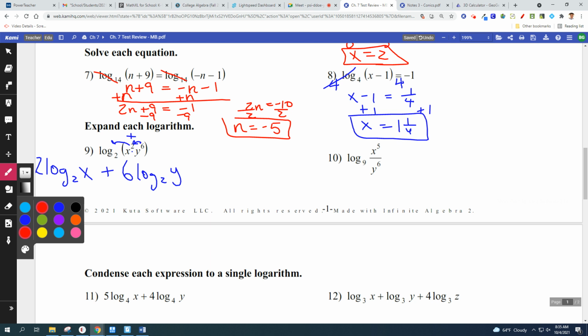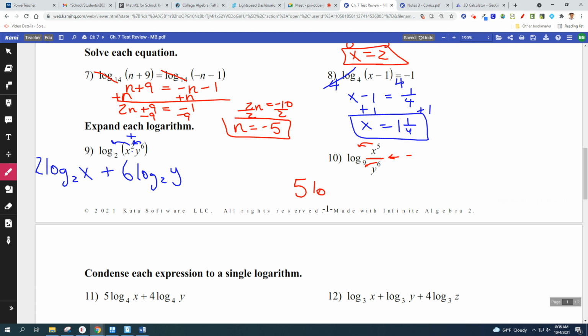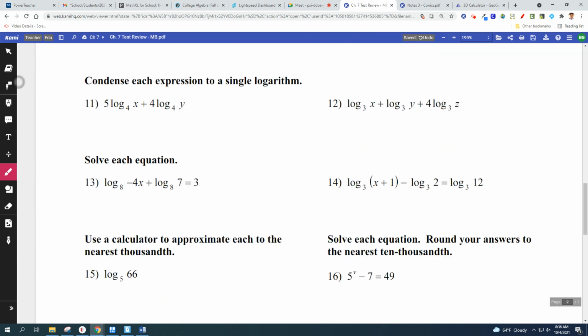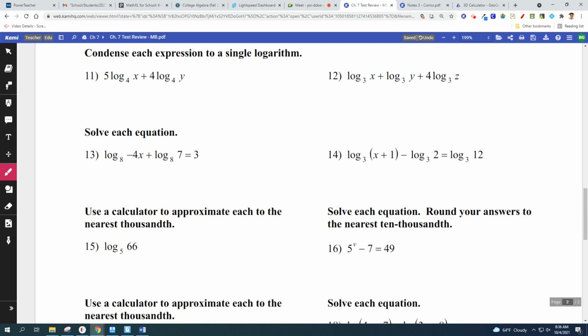Now on the next one, we remember that division goes with subtraction. And it's the same thing. Exponent 5 to the front, exponent 6 to the front. You're going to have 5 log base 9 of x minus 6 log base 9 of y. I think it makes a lot more sense when we go the other way to condensing. Condensing is good and useful for solving, and we'll definitely have to use that in some of the later problems.